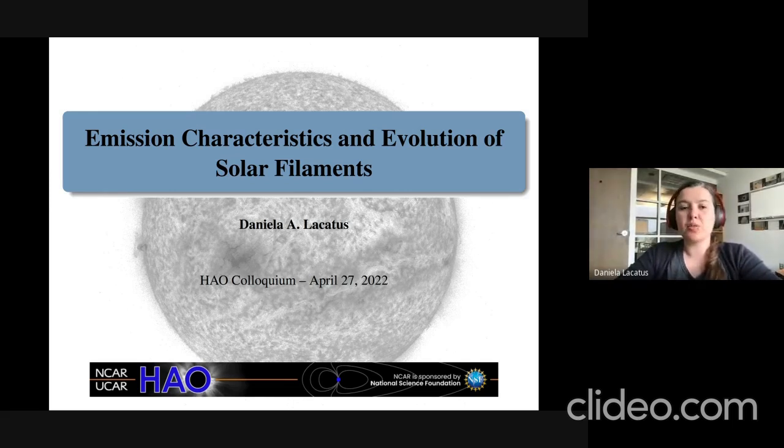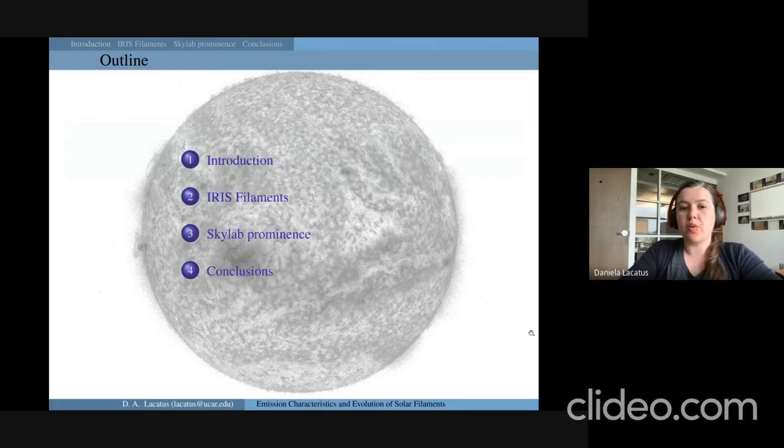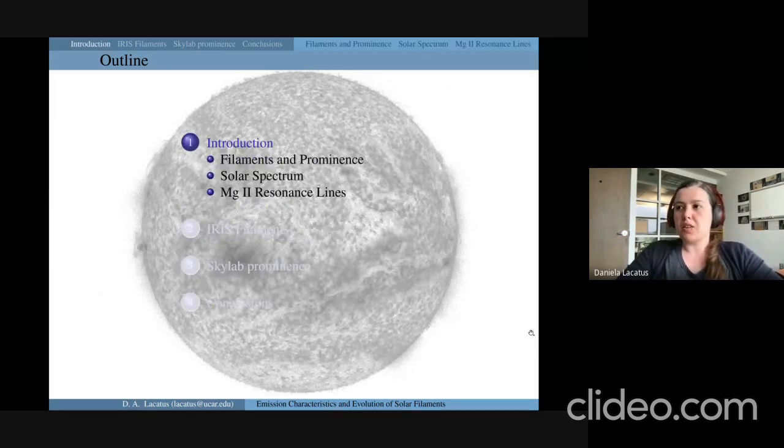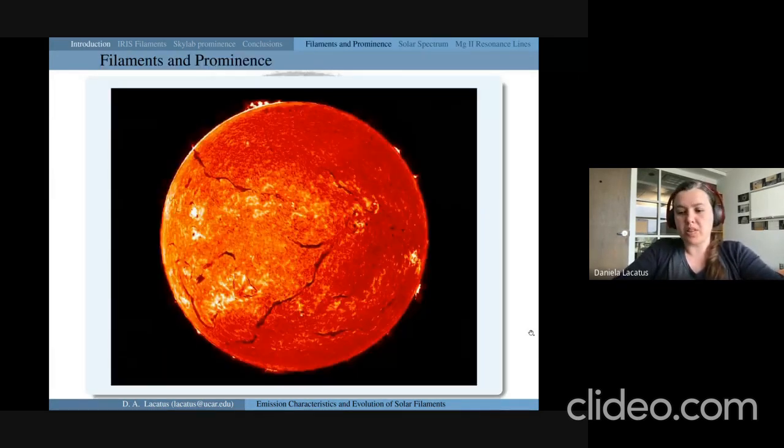So as Masumi said, today I'll be talking about filaments and their emission characteristics and how they evolve. I'll be using a variety of data sources. First I will be discussing filaments using modern observations from IRIS, but I will also be looking at past data from the Skylab era for more extended characterization of the emission in a wider range of wavelengths in the near ultraviolet. But first, a little bit about filaments and prominences.